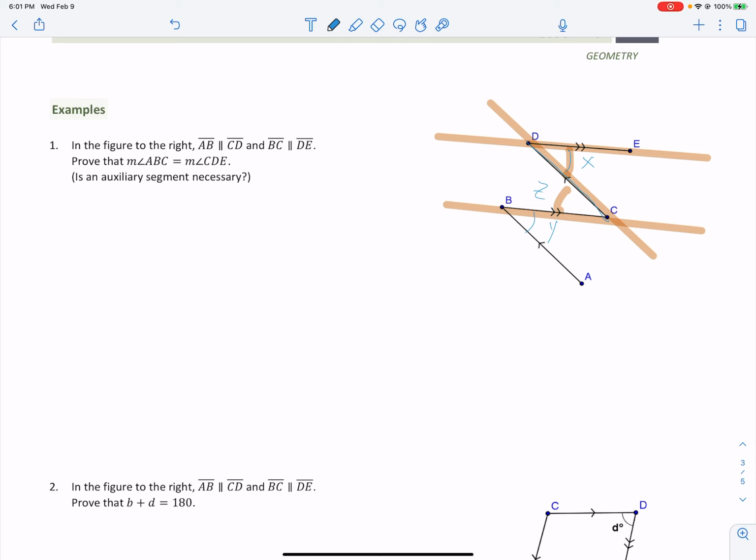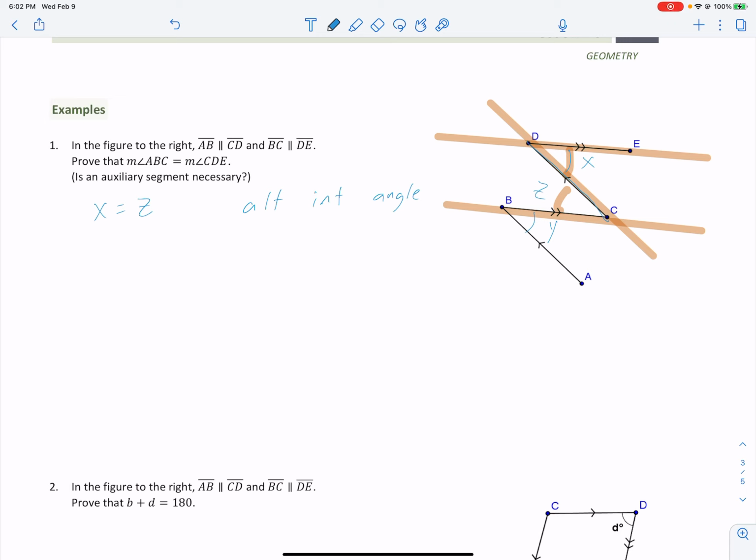So we know that X equals Z, and that's because of alternate interior angles. The full wording would likely be if parallel lines are cut by a transversal, then the alternate interior angles are congruent or equal in measure. There's a lot of words you could use.